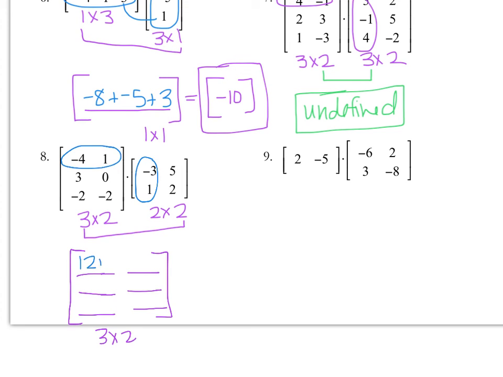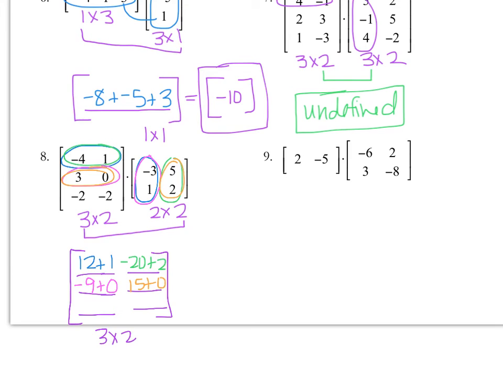That's going to be 12 plus 1. Then we're going to do first row times second column to get the second one in the first row. That's going to be negative 20 plus 2. And then we're going to do second row times first column. That's negative 9 plus, be careful here, 0 times 1 is 0. I see that mistake a lot. And then we'll do this guy times this guy. That's 15 plus 0.